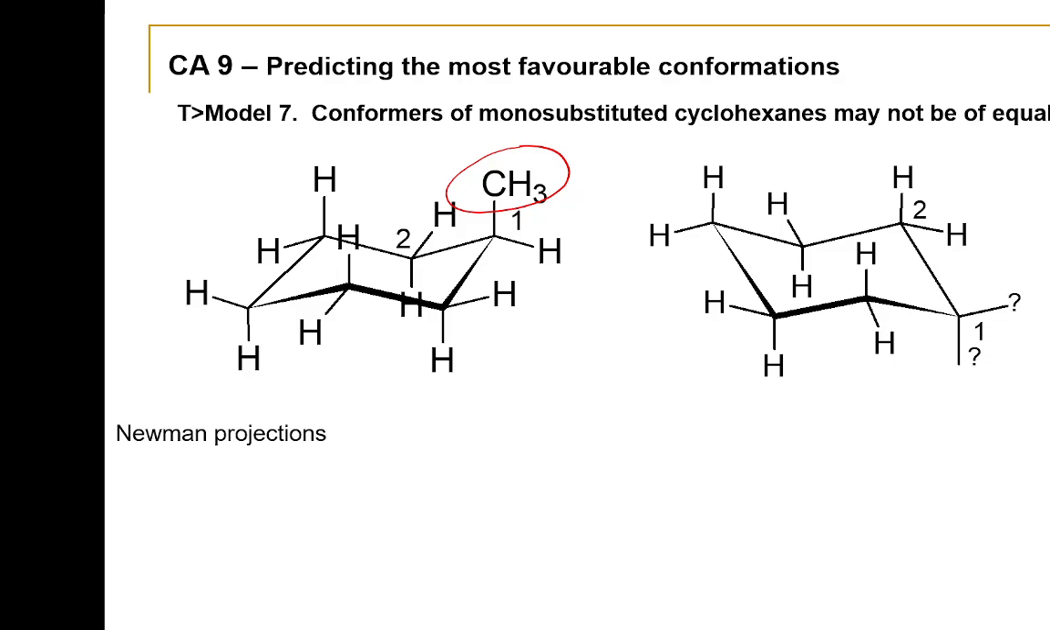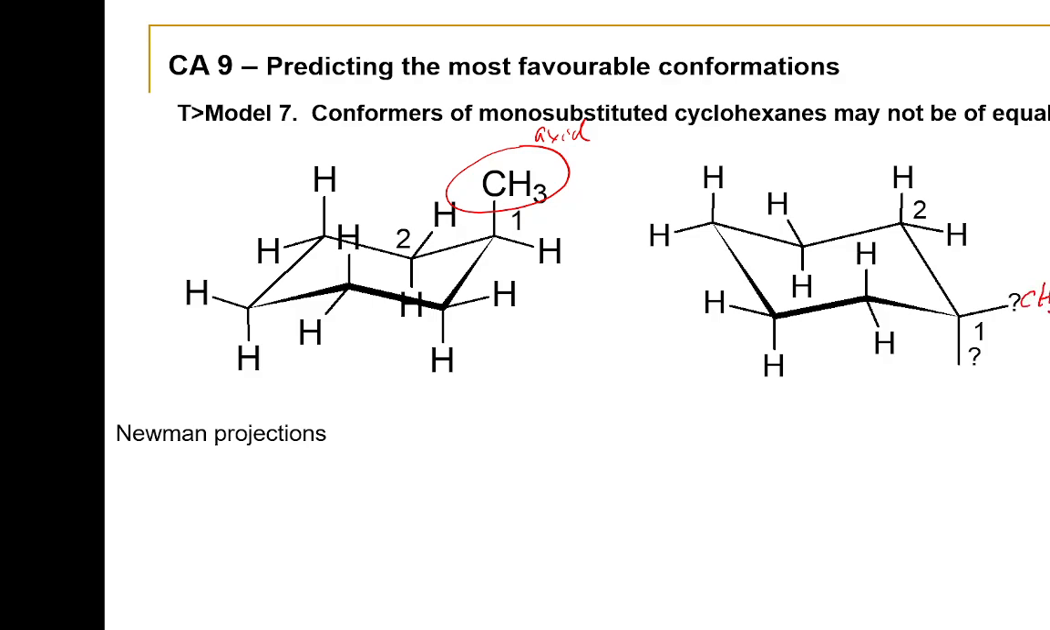Where will that methyl group be in the conformers? So here's the conformer. And again, this is not a mirror image, it's the conformer. So I've labeled where carbon number 1 is. It's down here, right? And of course this is axial here. Therefore, the methyl group in the conformer will be equatorial.